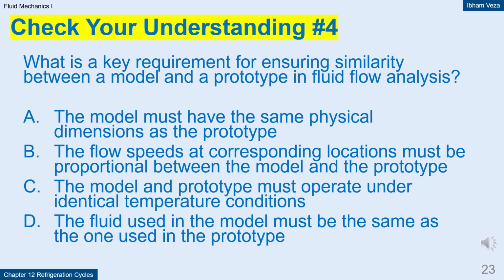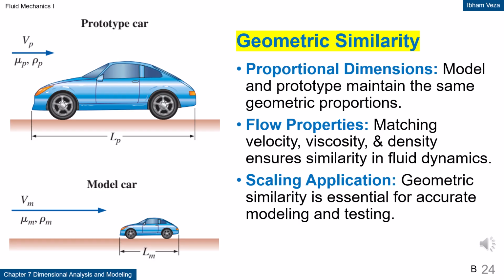Explanation. A is incorrect because the model and prototype do not need identical dimensions. Scaling ensures similarity. C is incorrect because identical temperature conditions are not always required as long as the scaling laws account for temperature effects. D is incorrect because the fluid properties can differ as long as dimensionless parameters like Reynolds number are matched.